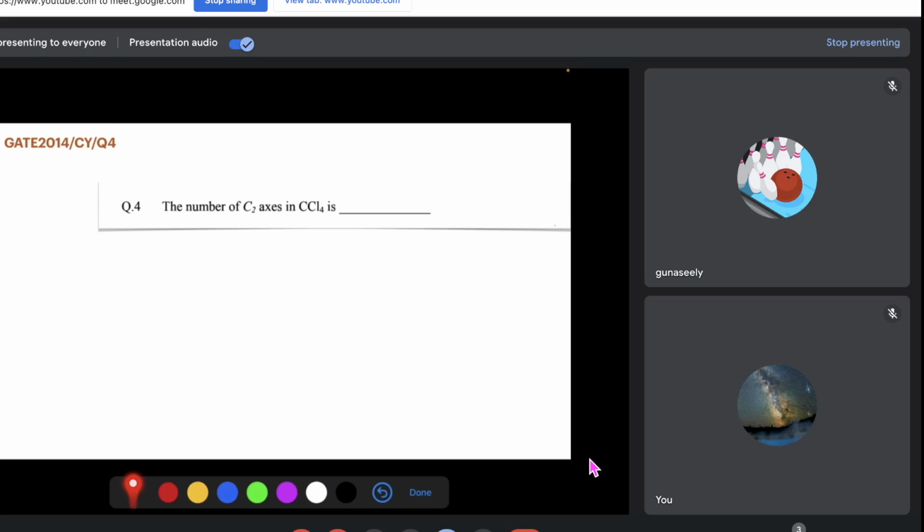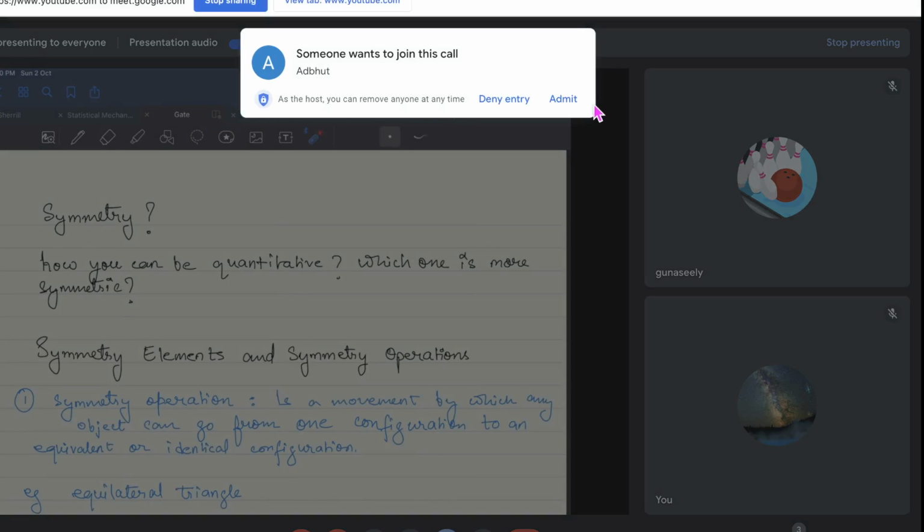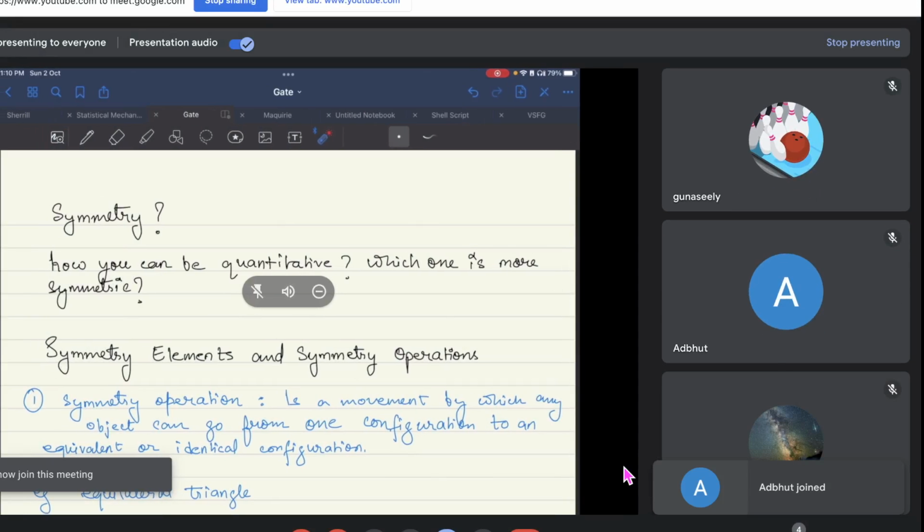So first, let's look into some basics. What is symmetry and how can you be quantitative about it, like which one is more symmetric than the other, which molecule, for example, is more symmetric than the other molecule? So these questions will be answered in this video. So I will be discussing it.